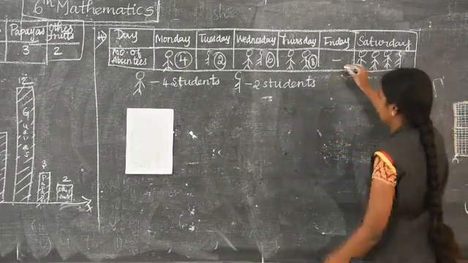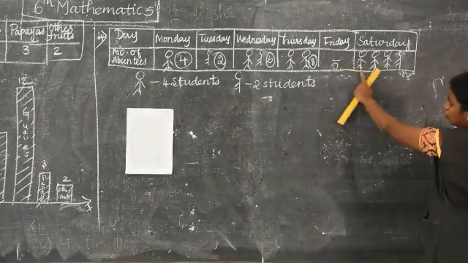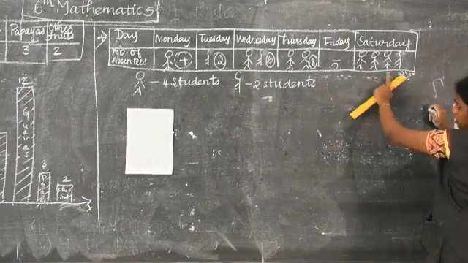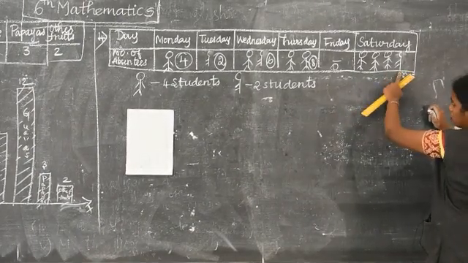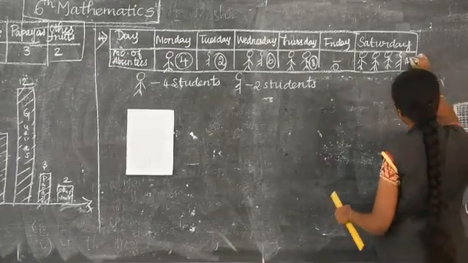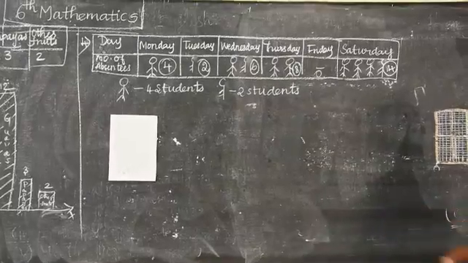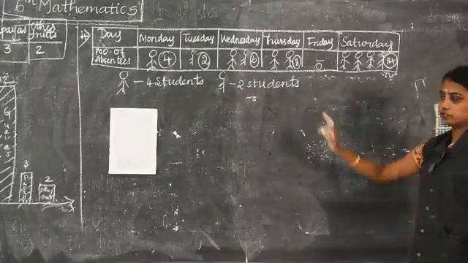Here there are no students, so 0. Here 4, 4, 4. 4 plus 4, 8. 8 plus 4, 12. 12 plus 2 is 14. Here 14. Okay. Now we change this to a bar graph. Pictures we changed to the bar graph.